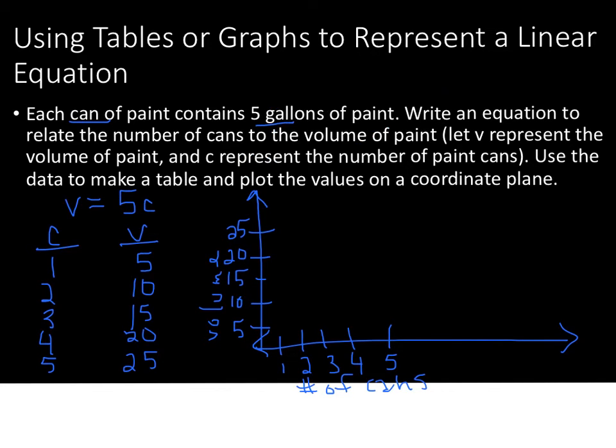Alright, and now I'm just going to go ahead and graph the values. So for 1 can of paint I had 5 gallons, so I'm going to plot that point. I have to go to 2 cans of paint and up to 10 gallons. And over to 3 cans of paint and up to 15. 4 cans of paint, so I go up to 20. 5 cans of paint, so I go up to 25. And then I connect all those points to show my linear equation.